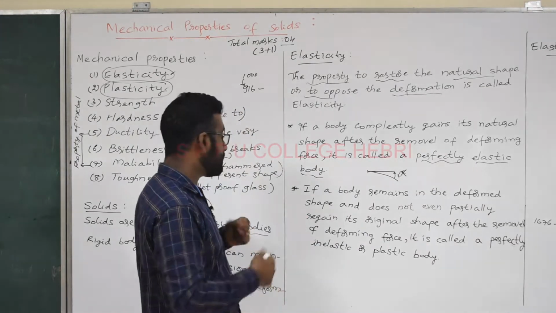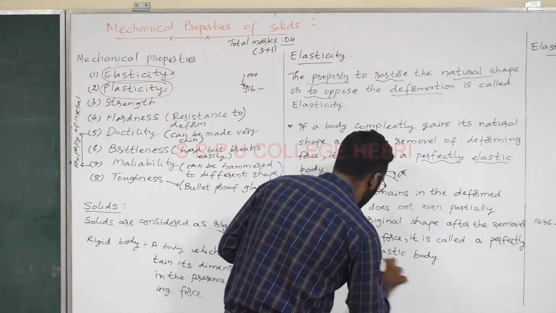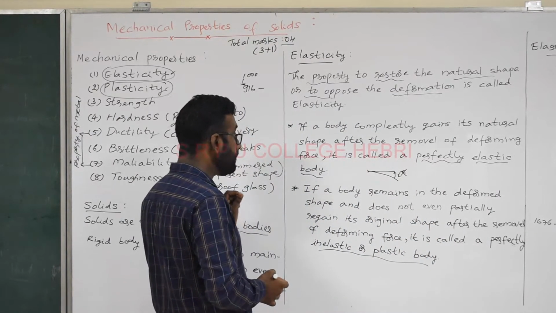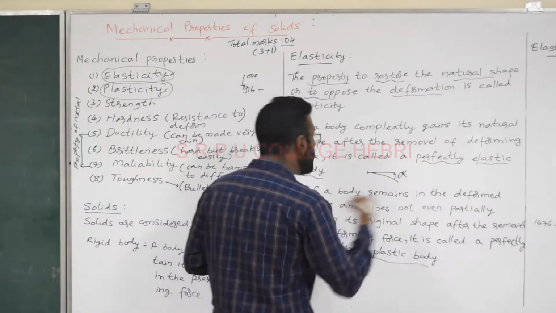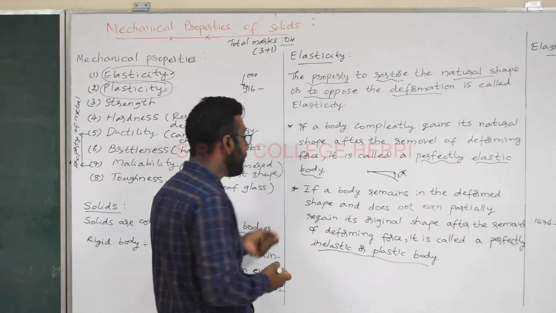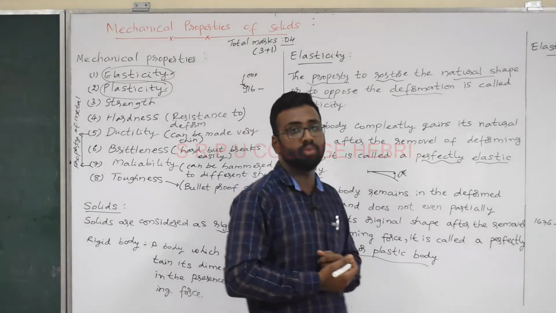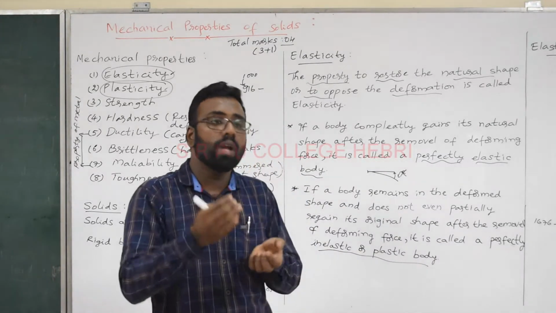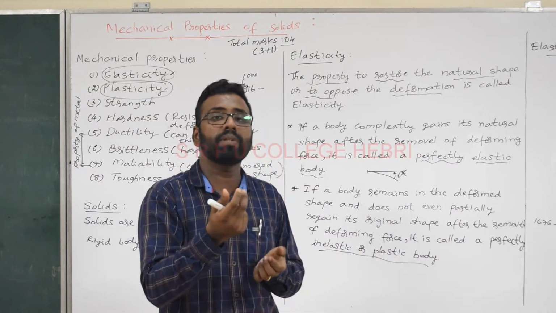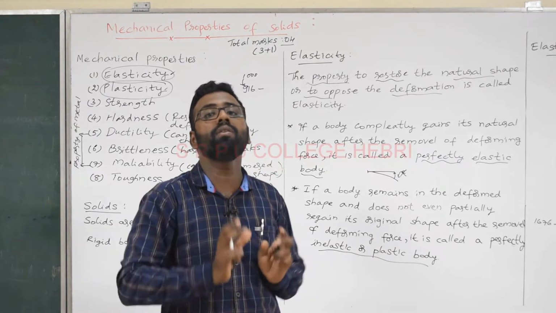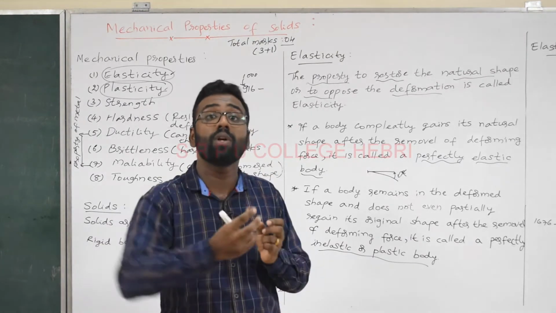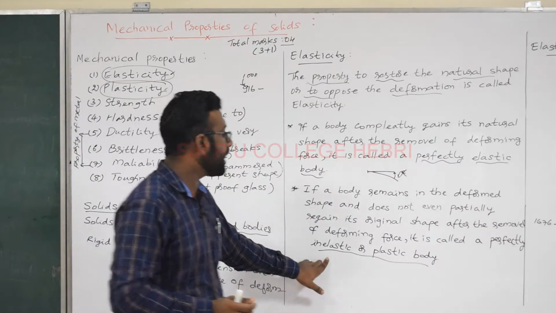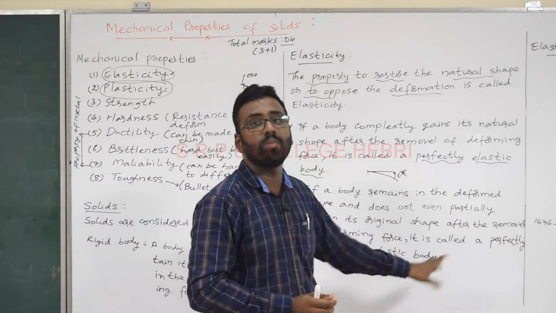Okay, now we will see what is perfectly plastic or perfectly inelastic. If the body remains in the deformed shape and does not even partially regain the original shape after the removal of the deforming force. So if you take some mud or even your chapati and apply some force on that, what happens? The deformed shape will remain forever. It will not regain its original shape, right? Correct. So that is nothing but a perfectly inelastic or plastic body.